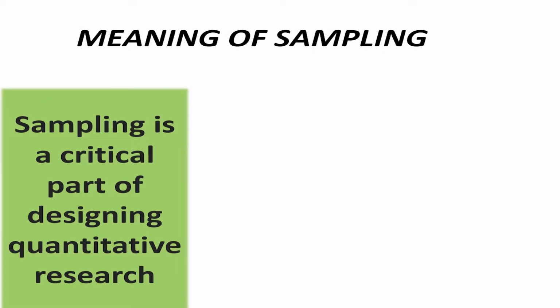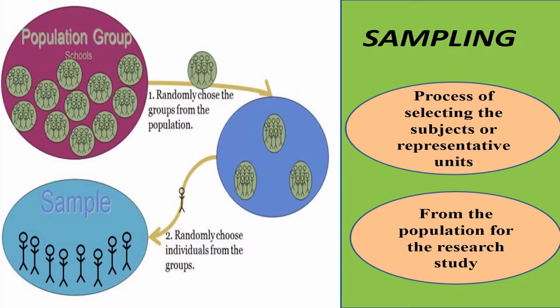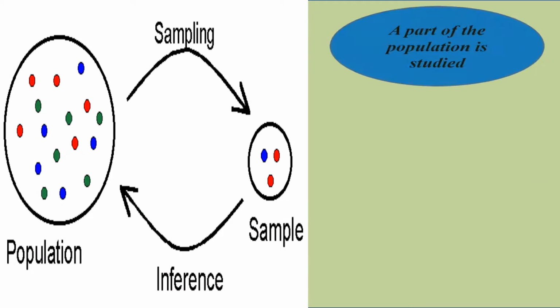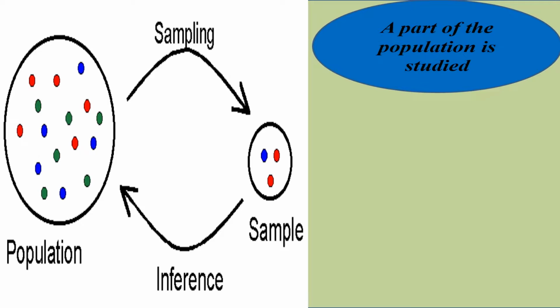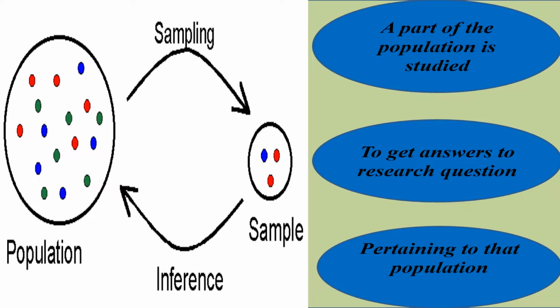Sampling is a critical part of designing quantitative research. Sampling is the process of selecting the subjects or representative units from the population for the research study. As it is not possible to study the entire population, a part of the population is studied to get answers to research questions pertaining to that population.